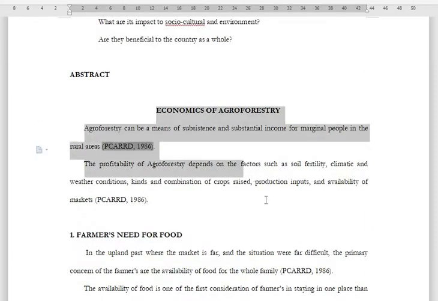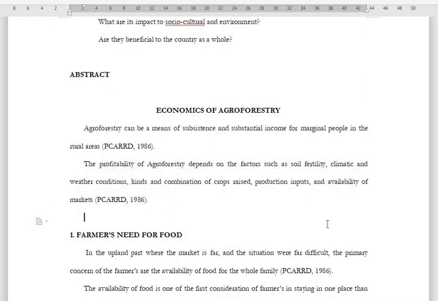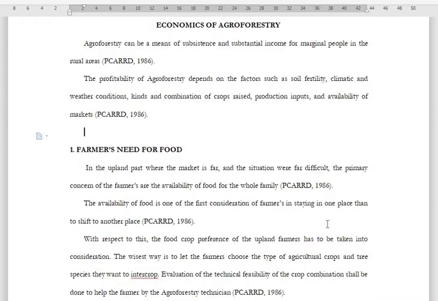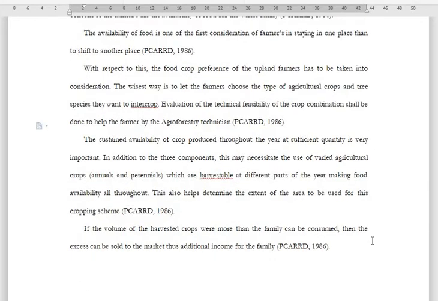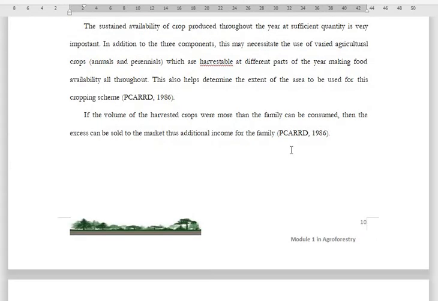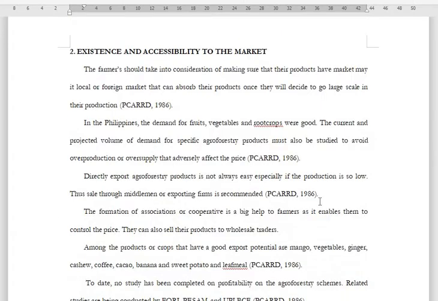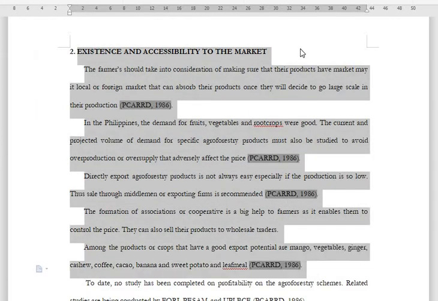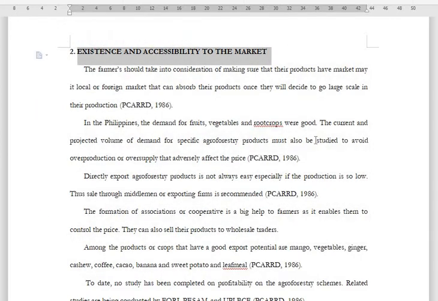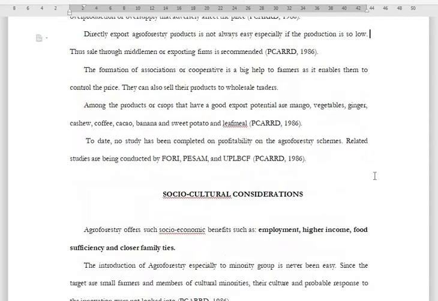So here, economics of agroforestry. Its importance, no? So farmers' need for food, why do farmers go into agroforestry? Explain that why. Then the existence and accessibility to the market. What is the importance of this? Why is this crucial? This existence and accessibility to the market.